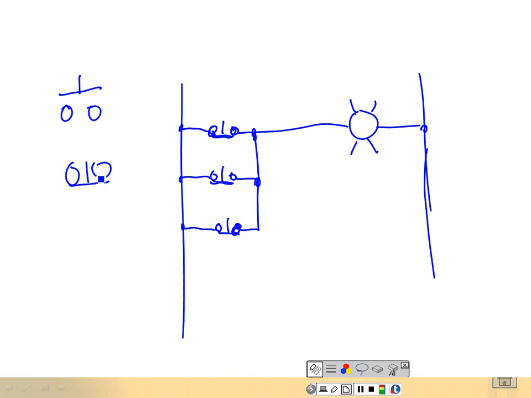So here we say all of them have to be pushed, right, before the light turns off. So this is, as I say, NAND. If I say all, it's either a NAND or an AND. If it turns the load off, it's going to be a NAND. If it turns it on, it's going to be an AND. And the OR switch, you turn it off or on.